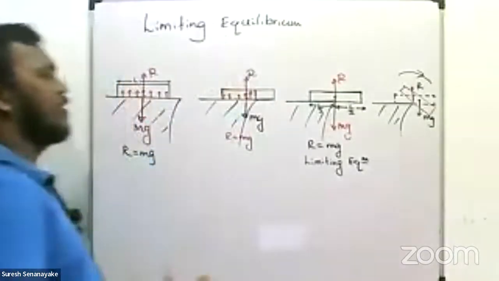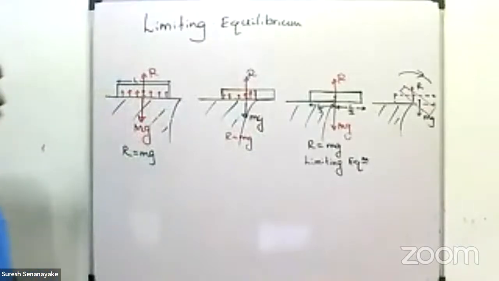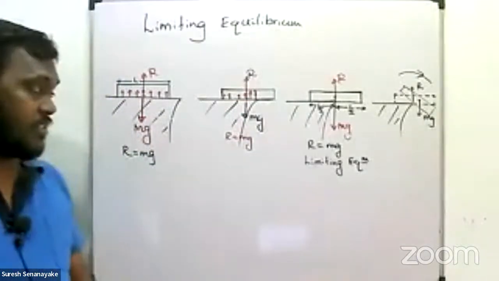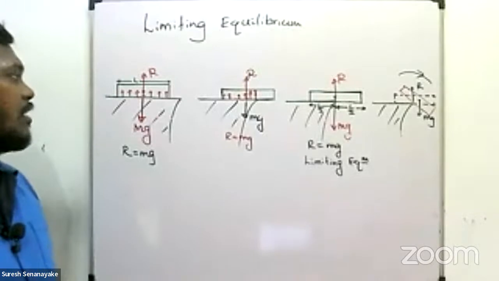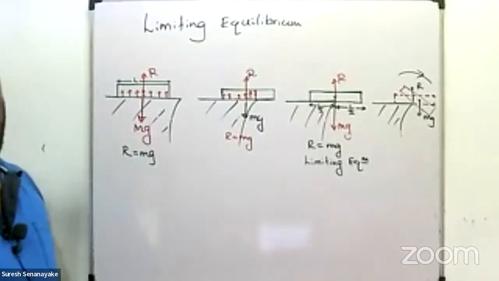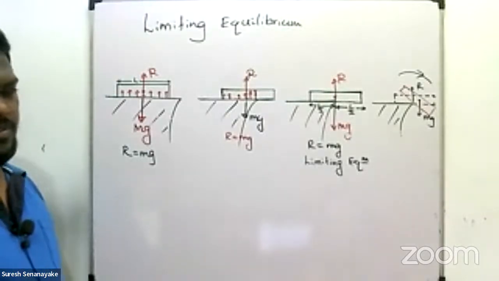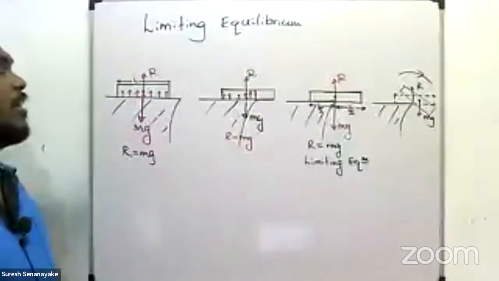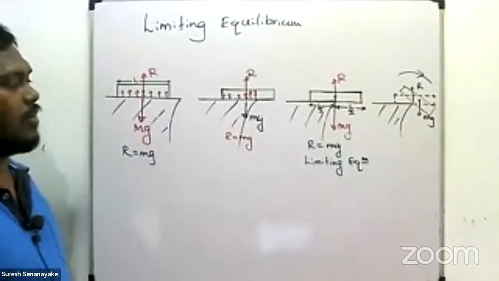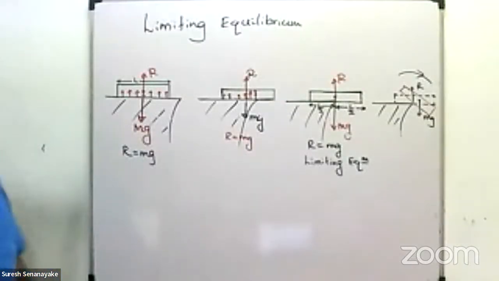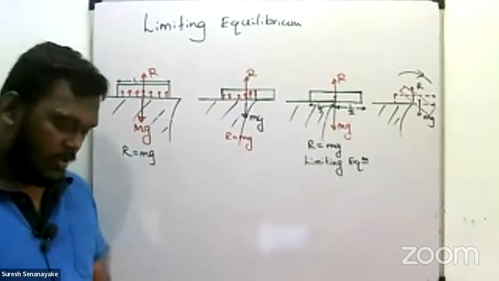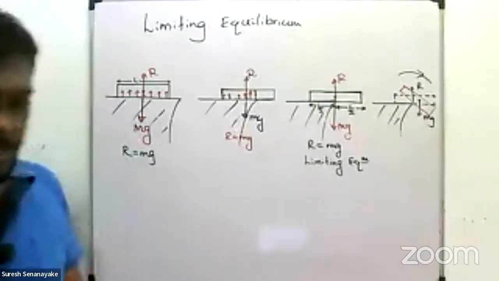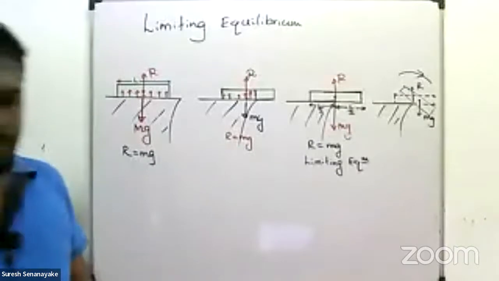In some cases there's friction also, which resists breaking the equilibrium. The friction is there until the friction is overcome. You must write the topic as limiting equilibrium.